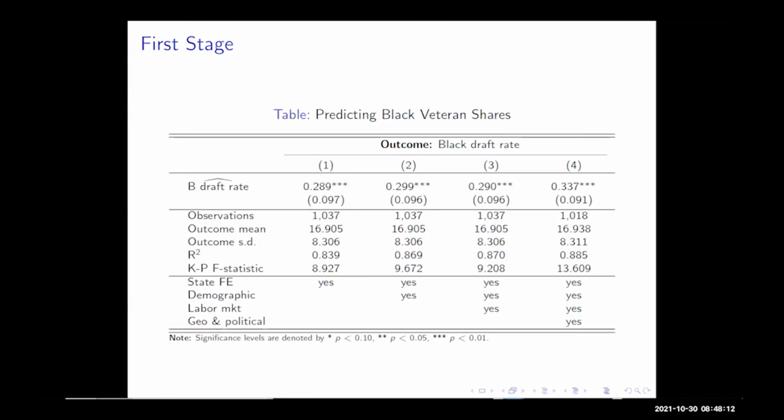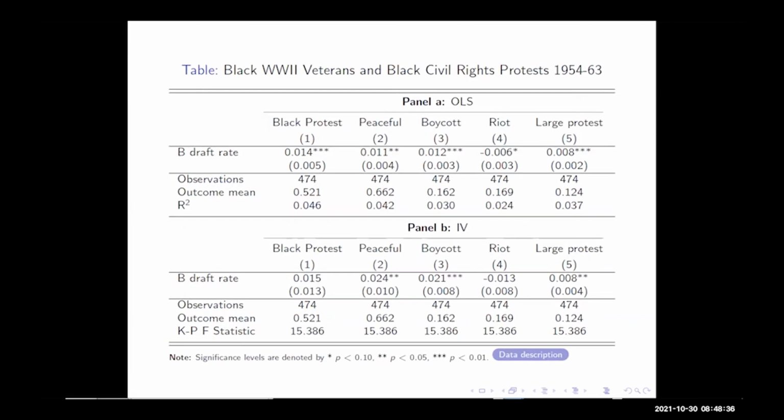So this is what the first stage is looking like. So we regress the actual black draft rate on the predicted black draft rate from the previous slide. And this is probably not too strong at the moment, but there's a lot of noise in this data. John also knows this because he works with this data, but we're trying to clean this up a little bit more and get this a bit stronger. And now let me show you some results regarding civil rights movement related outcomes.